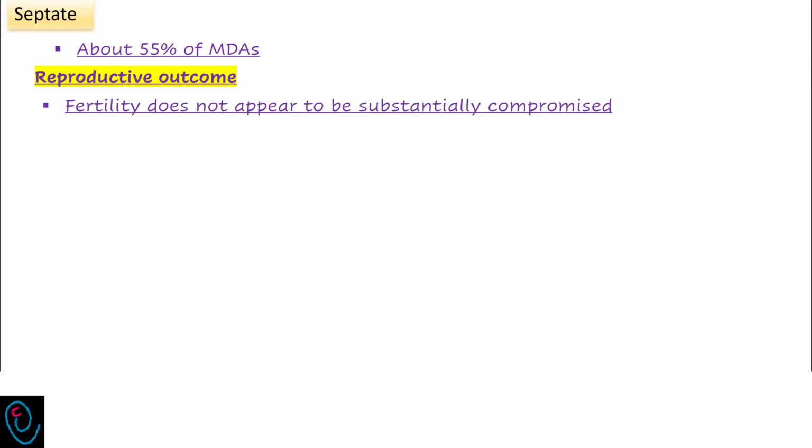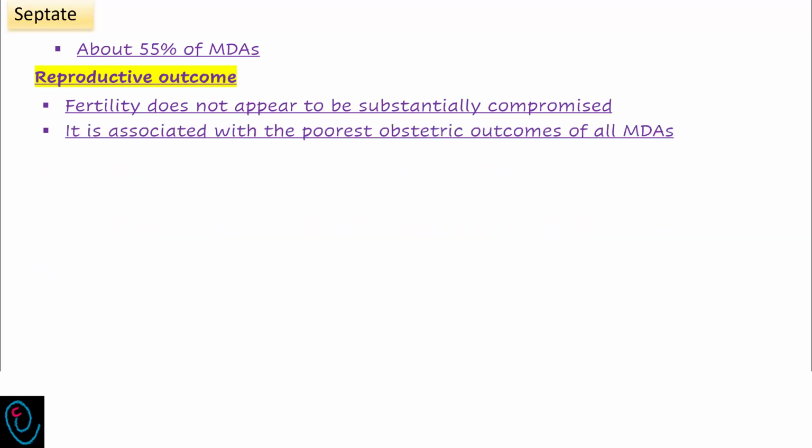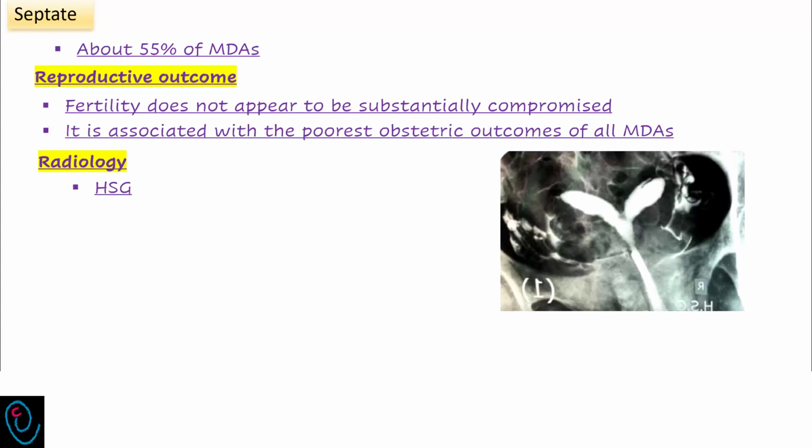Septate uterus is the most common congenital uterine anomaly, and it accounts for about 55% of all Mullerian duct anomalies. Fertility doesn't appear to be substantially compromised in patients with septate uterus. However, this anomaly is associated with the poorest obstetric outcomes of all Mullerian duct anomalies. Again, hysterosalpingography and 2D ultrasound are not helpful in differentiation between septate and bicornuate uterus. 3D ultrasound or MRI are required to differentiate between the 2 conditions.